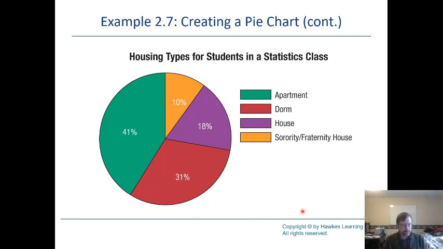Okay. If we were to take those angle values and build the pie chart, it would look like this. Usually you have different colors for each section. Then you need to have a legend, that's this part here, that tells you what the colors correspond to in your data.